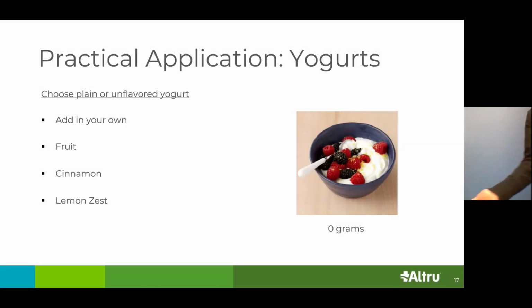So a better alternative, one that would contain less added sugar if that's something you're looking to reduce, would be to make your own yogurt at home. You can do this by getting your choice of plain or unflavored yogurt. Greek yogurt is a great choice if you want to improve the protein content. And then you can add in your own flavoring. So this could be fresh or frozen fruit. You could sprinkle on a little bit of cinnamon, or even put a little bit of lemon zest.